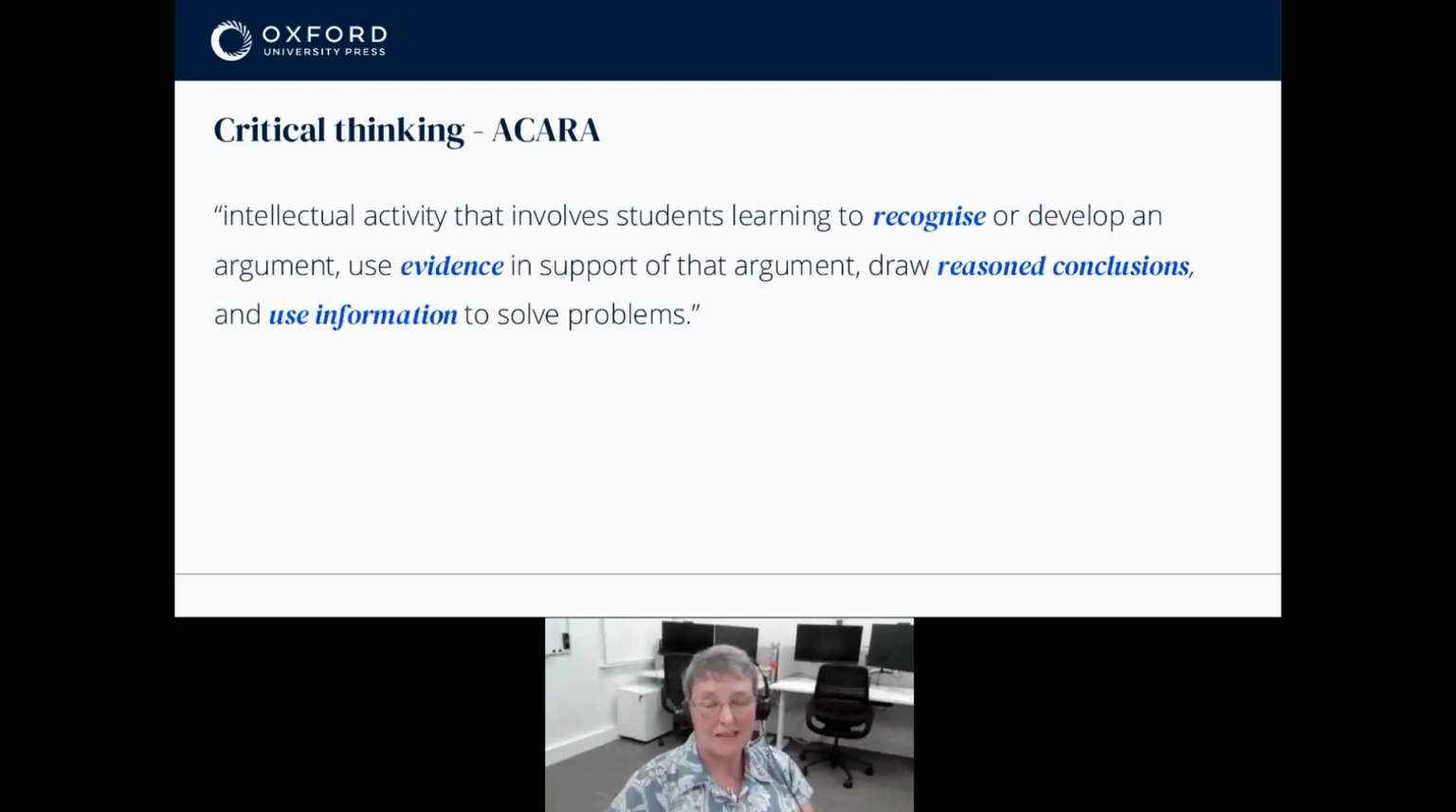So just a reminder, those four aspects of critical and creative thinking that come from ACARA: to recognize when something's in front of you, so to actually notice it, and to ask questions about it and find evidence, look for traps, then to use evidence to support that argument. So using argumentation to support that argument, draw reasoned conclusions, so analyze and evaluate, but then also to transfer that information, use information to solve problems.